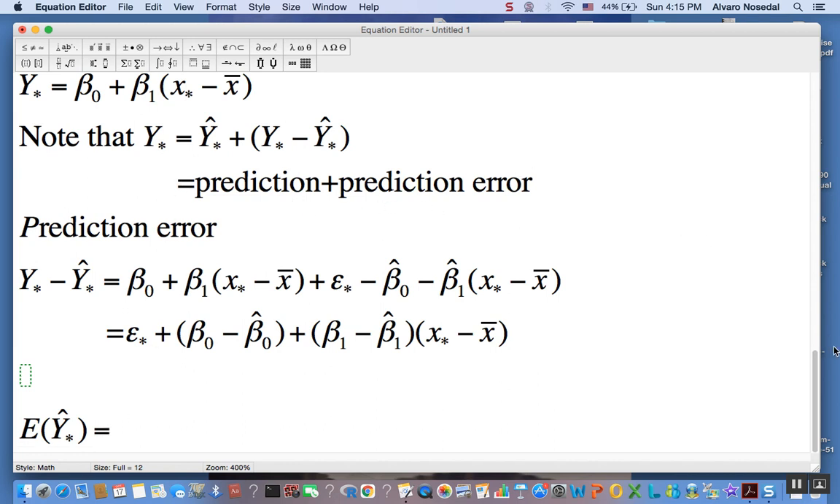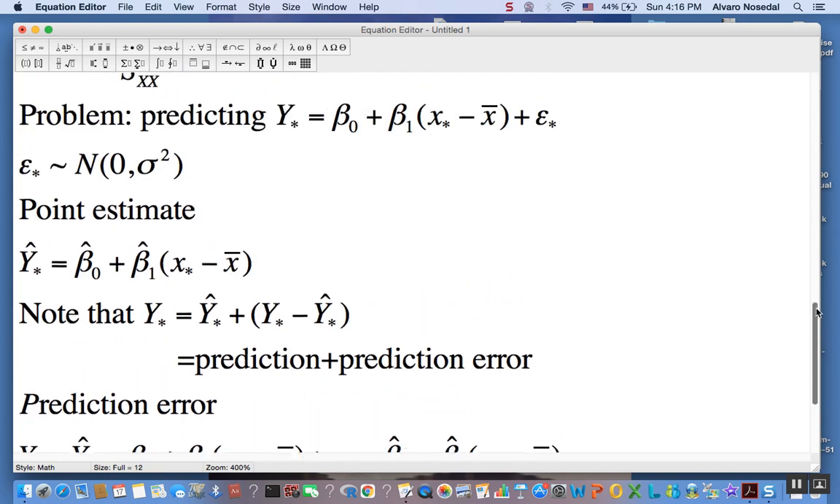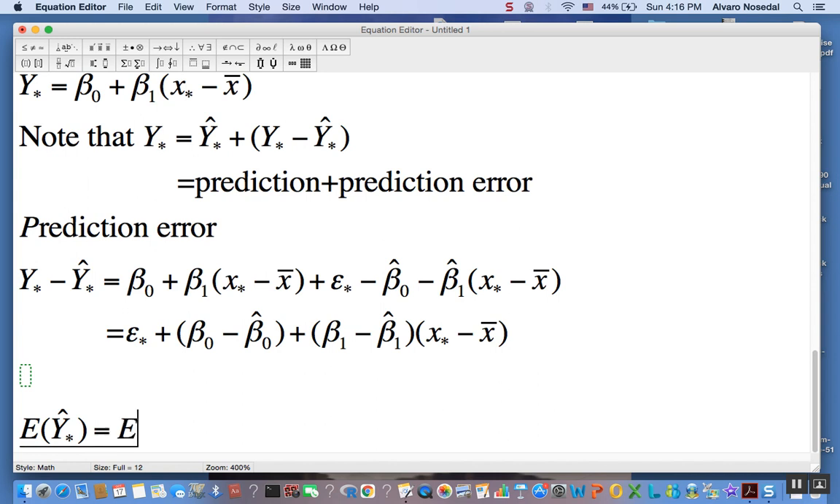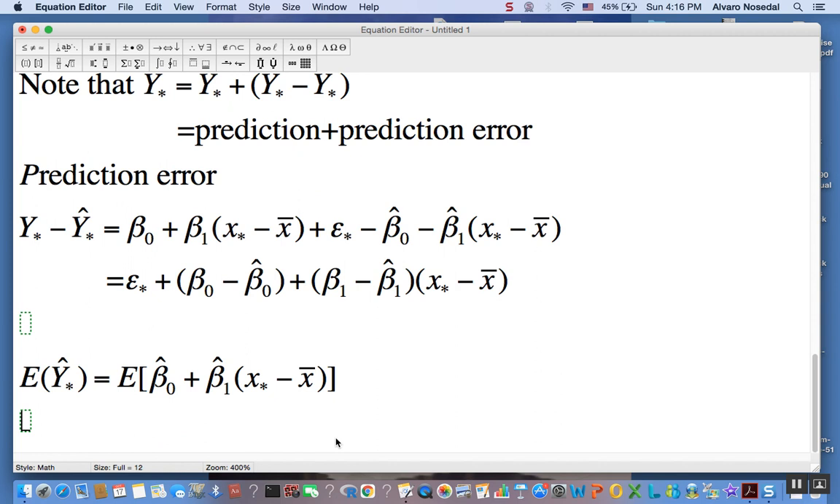So y hat star is this guy here, right? Let's find the expected value of that expression, beta hat 0 plus beta hat 1 times x star minus x bar. That's the expected value of a sum, so that's the same as the sum of expected values.